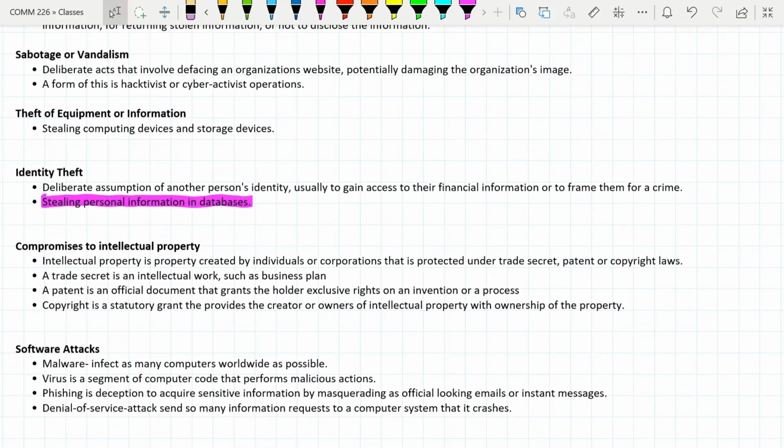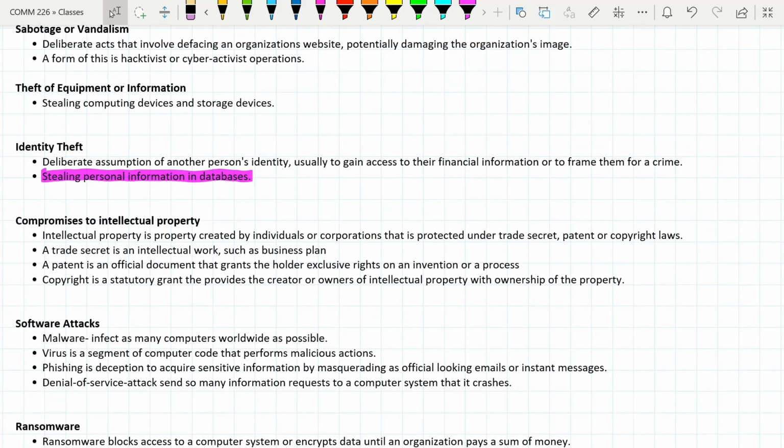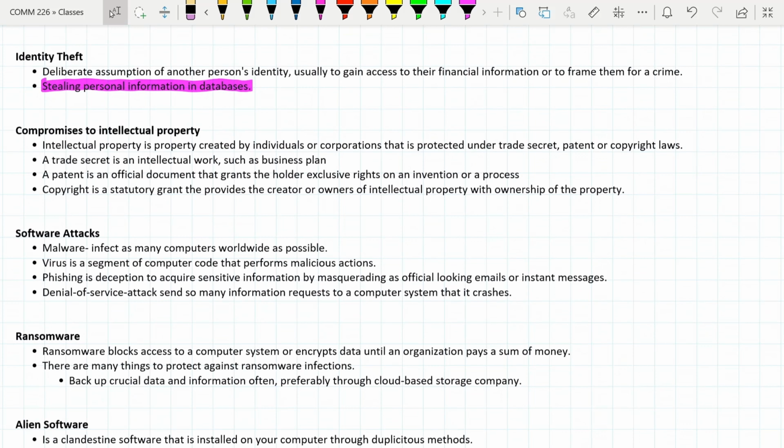Compromises to intellectual property. Intellectual property is property created by individuals or corporations that is protected under trade secret, patent, or copyright laws. A trade secret is an intellectual work such as a business plan. A patent is an official document that grants the holder exclusive rights on an invention or a process. Copyright is a statutory grant that provides the creator or owner of the intellectual property with ownership of the property. So if you guys are in business, you should know what a patent or copyright is. You could see it in any type of thing like music, or any business has their own copyright or patent laws.